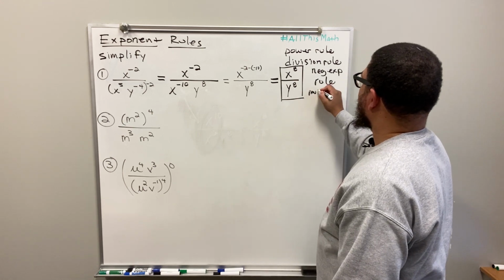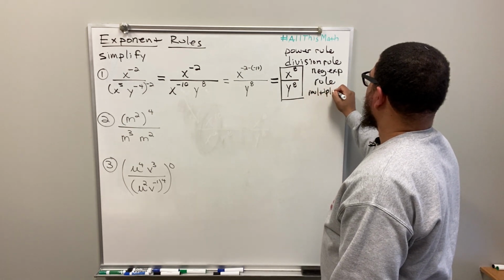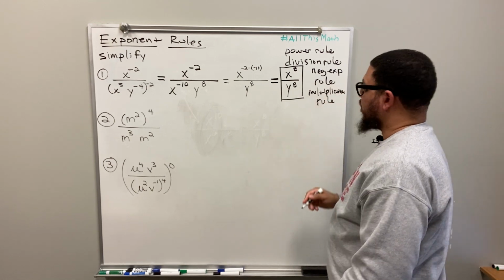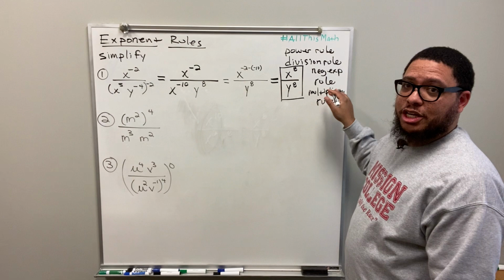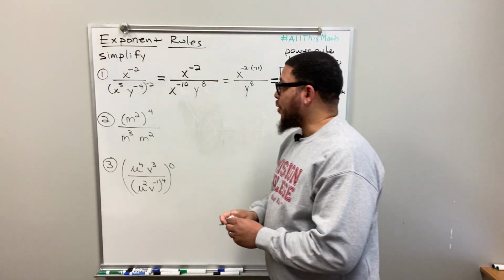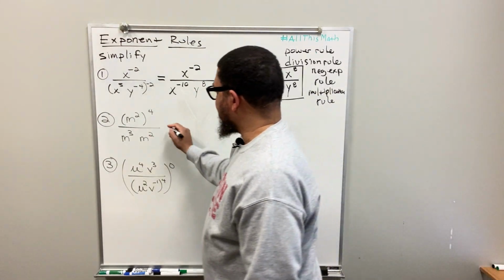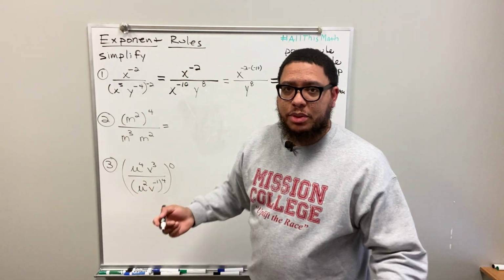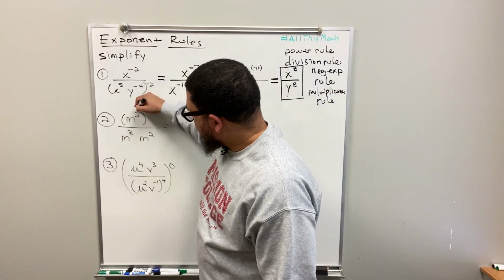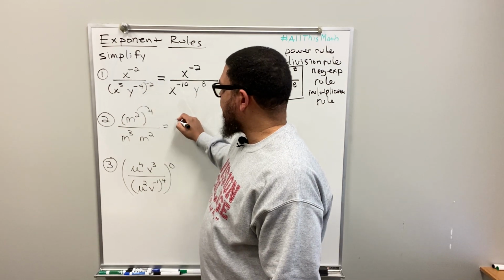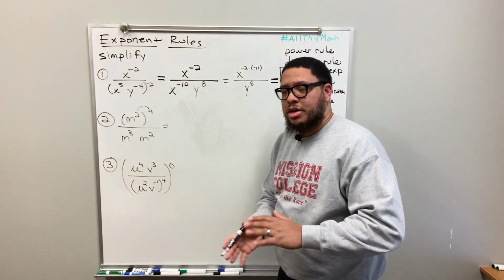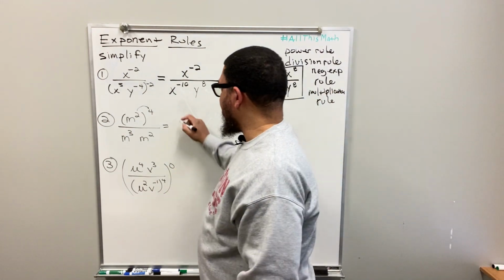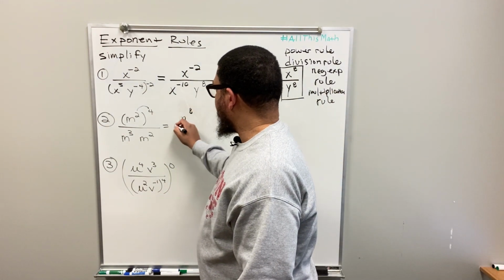Multiplication rule. I know that's real sloppy, but multiplication rule, right? That's what that means. Now, when I use the power rule, again, it's like the distributive property. So I do 2 times 4, which is not m to the 6th power. That's a common error. People know they're supposed to multiply, but they end up adding. It's m to the 8th, right?